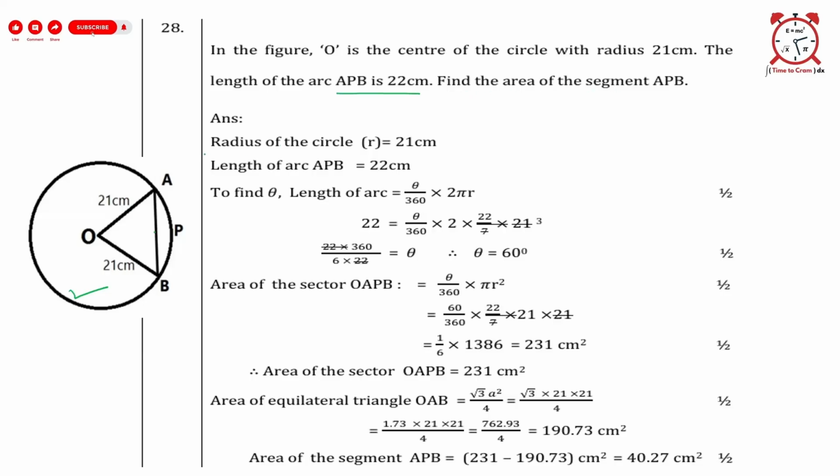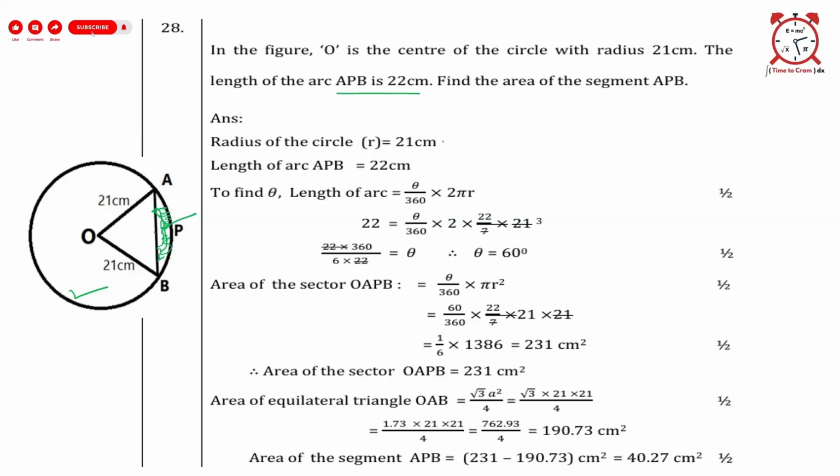Segment means this part only. This is the segment here. This part's area we have to find. So for that we have to find the area of the sector and the area of the triangle. From the area of the sector we have to subtract the area of the triangle. Then we will get the area of the segment here.